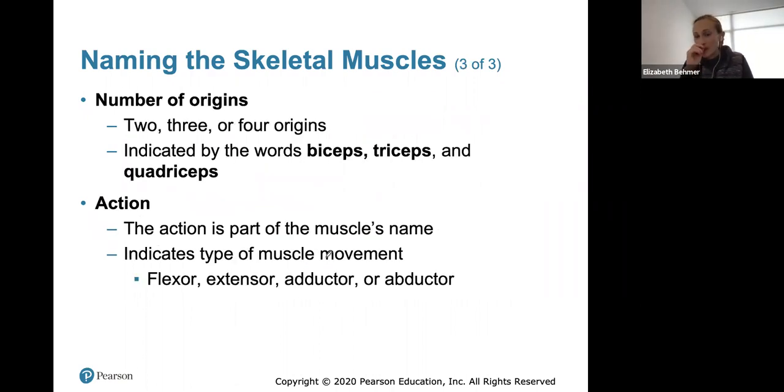The number of origins: you can have 2, 3, or 4 origins to these muscles, like the biceps, triceps, and quadriceps. The action will sometimes be in the name, like a flexor, extensor, adductor, or abductor, which will give you the exact action of that muscle.